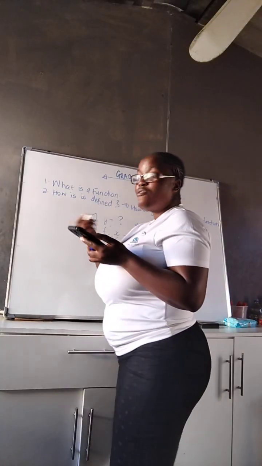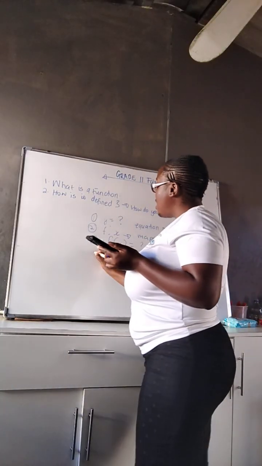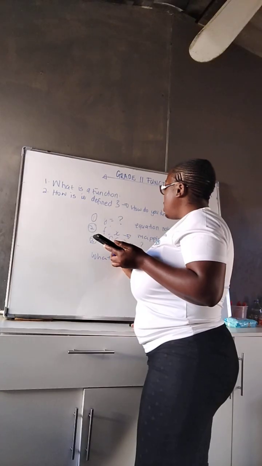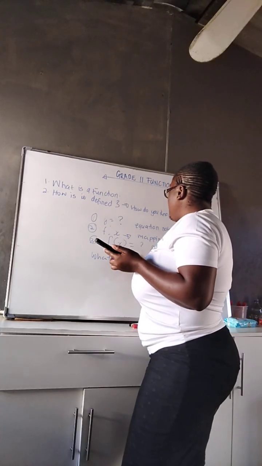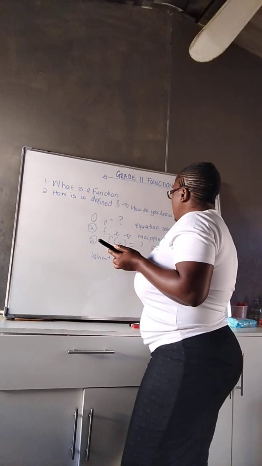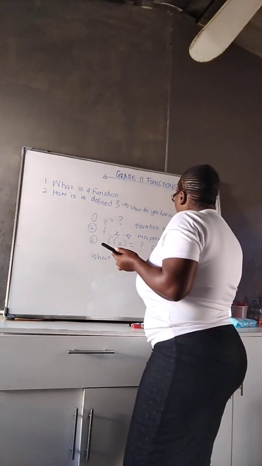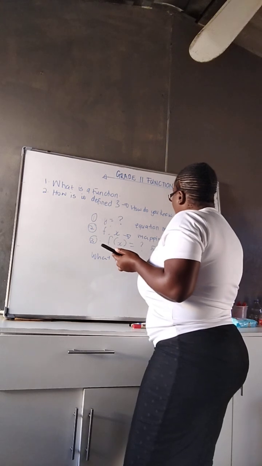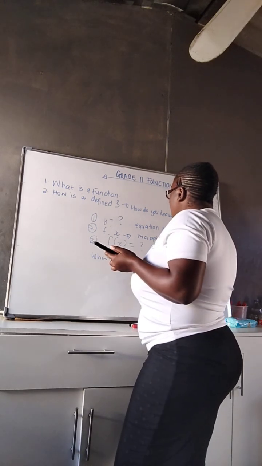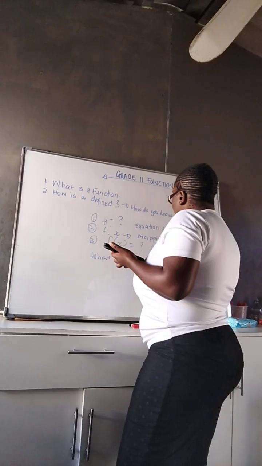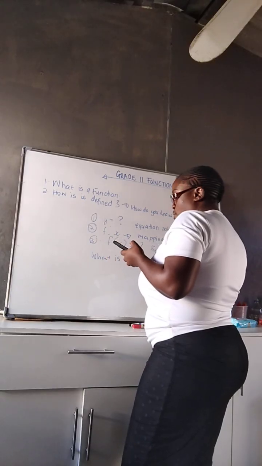For example, if someone says, what is the y-intercept? How do we get the y-intercept? We replace x with what? 0. That's how we get the y-intercept. And what is the x-intercept? We replace what? y with what? With 0.